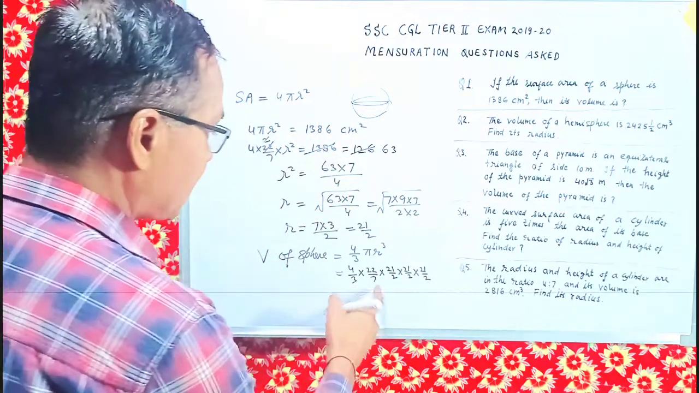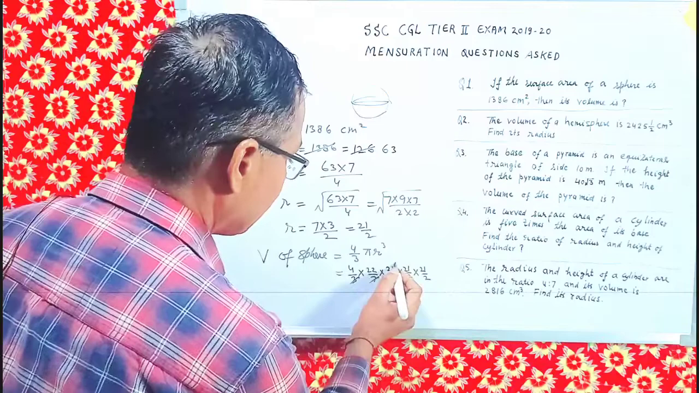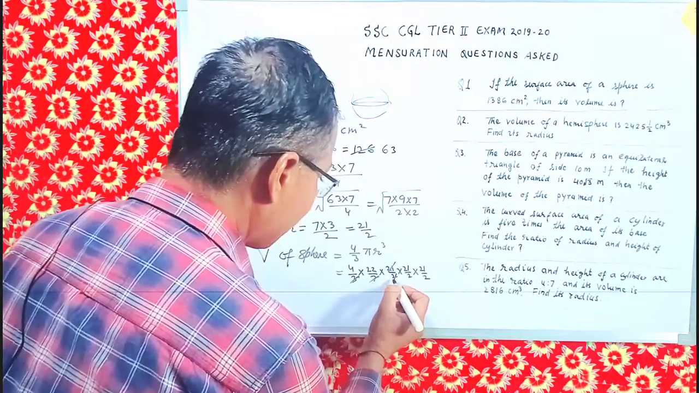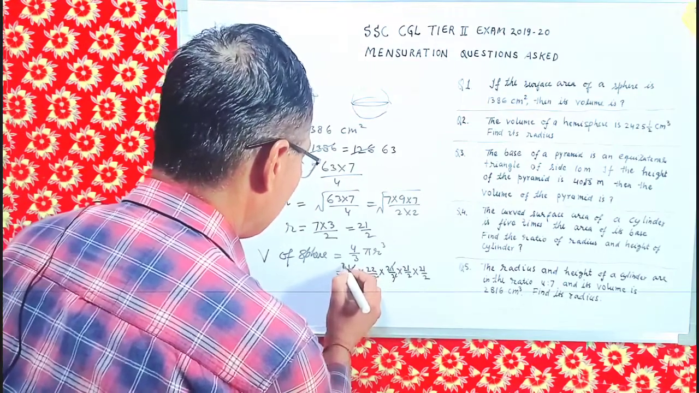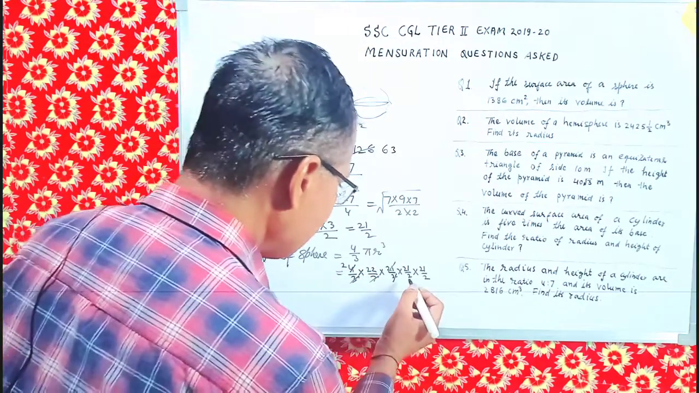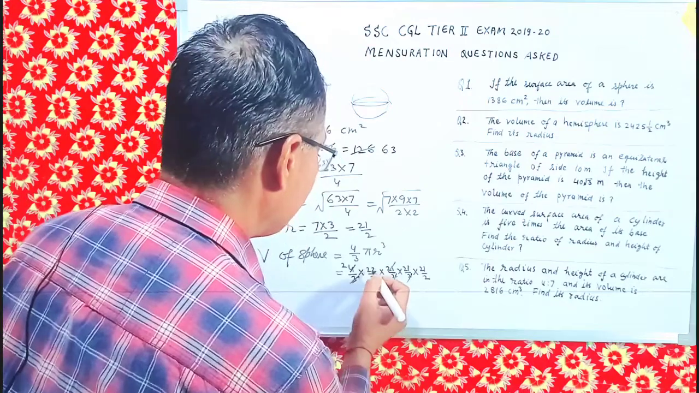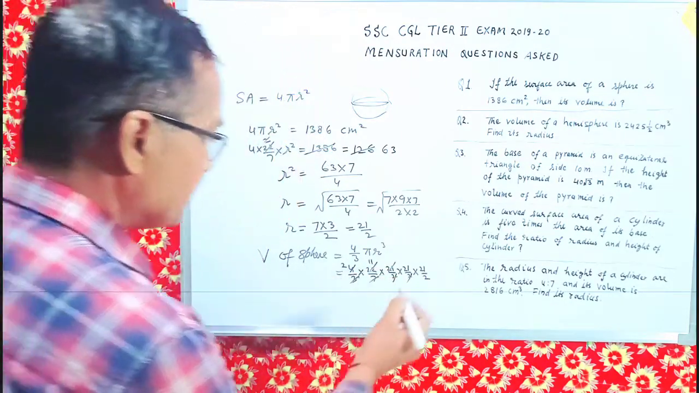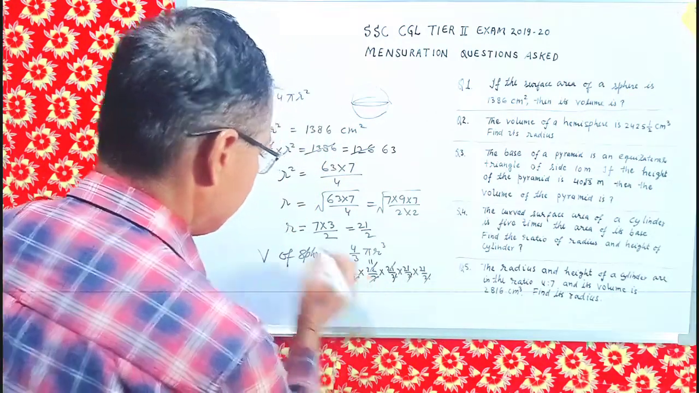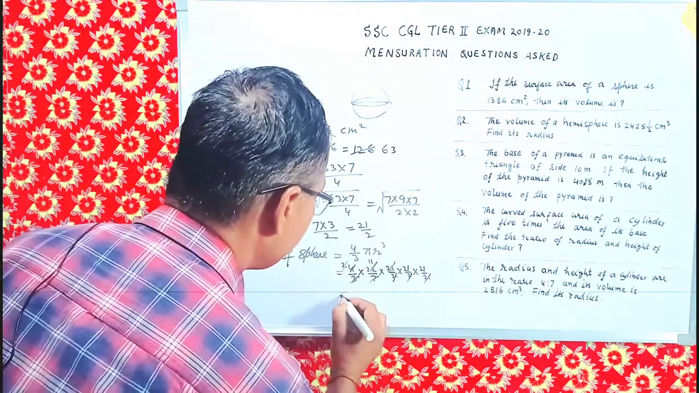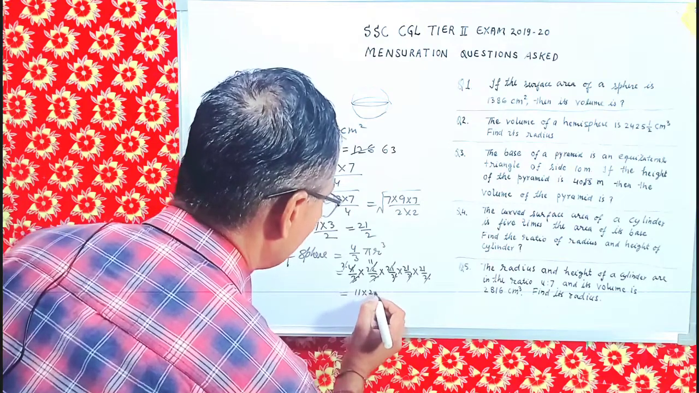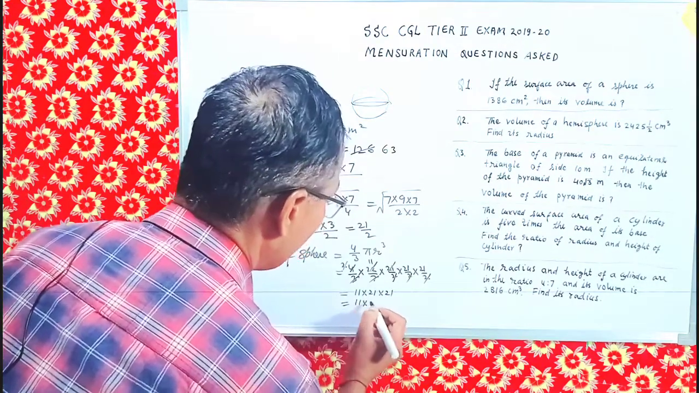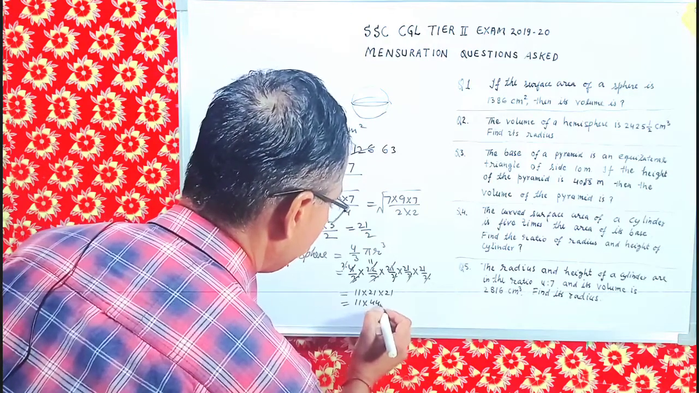So this 3 7 ja 21 will cut this 21, and this 2 will cut 4 two times, and this 2 will cut 22 eleven times. This 2 will cut this 2. So what is left here? 11 into 21 into 21. Now 11 into 21 means 441.